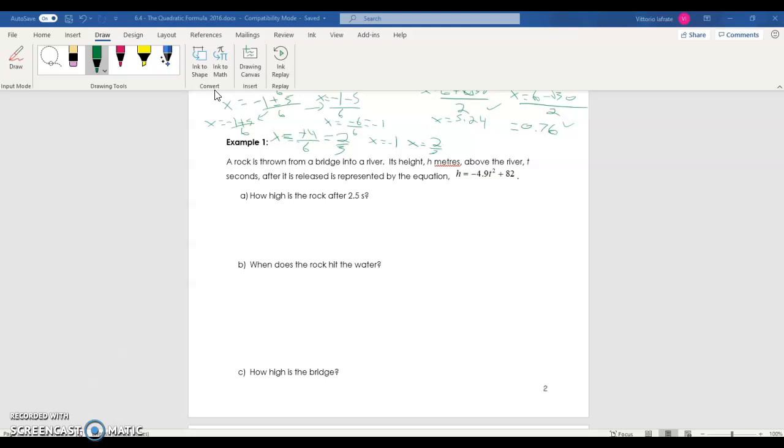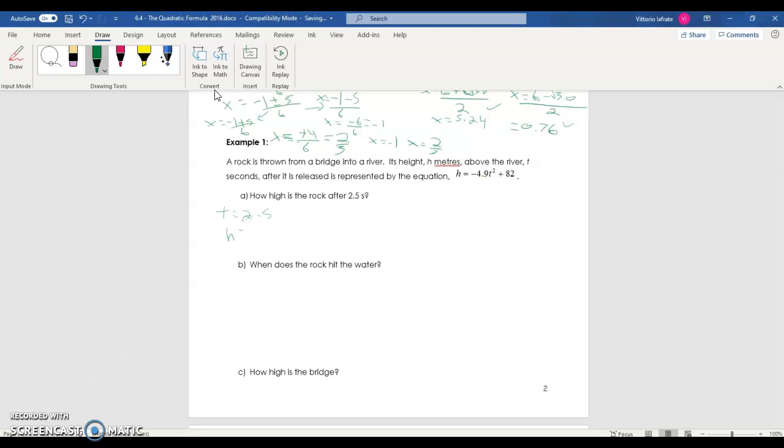And so first of all, in question A, I want to find out how high is the rock after 2.5 seconds? So what we have here is a situation where t is equal to 2.5 seconds. We're going to basically just replace our t by 2.5 to find what the height is at that point.